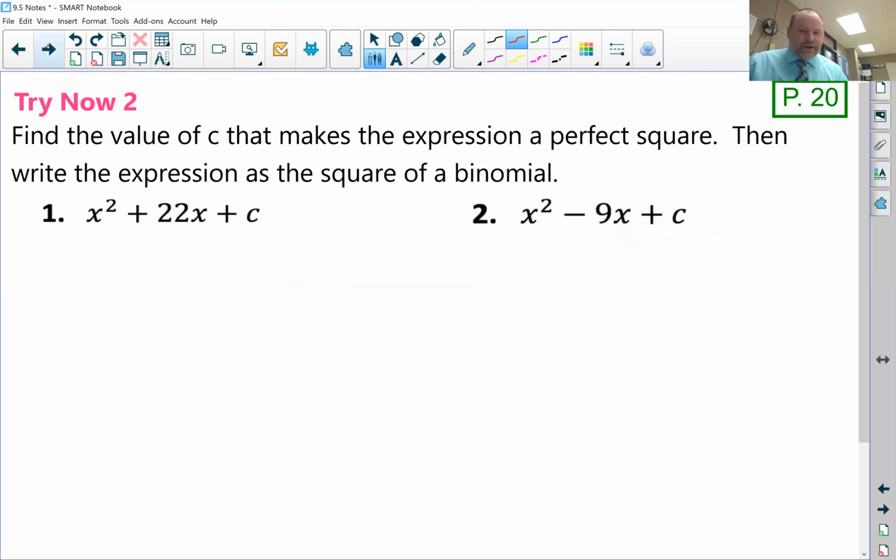All right, so try now. This is on the bottom of page 20, but go ahead and figure out the value of C that will make the expression a perfect square, and write the expression as a perfect square binomial.